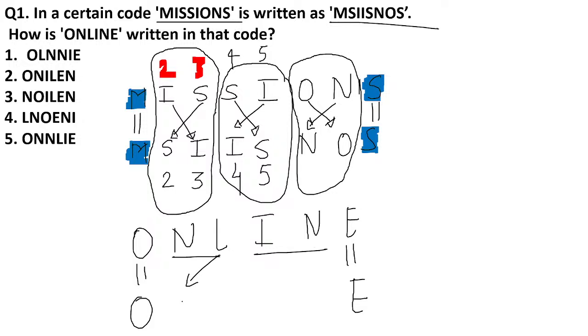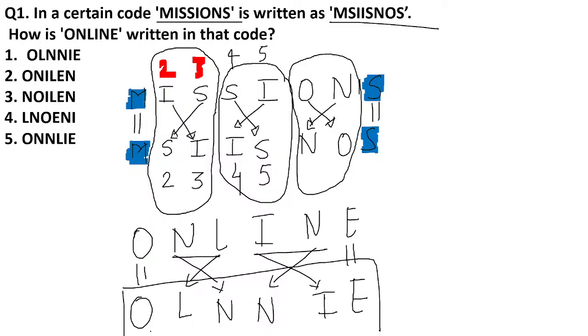That is, L will come at second position, N will come at third position. Similarly, N will come at the position of I and I will go at the position of N. So what will be the code for ONLINE, students? For ONLINE, the code will be OLNNIE. Option number 1 is the answer for the given question.